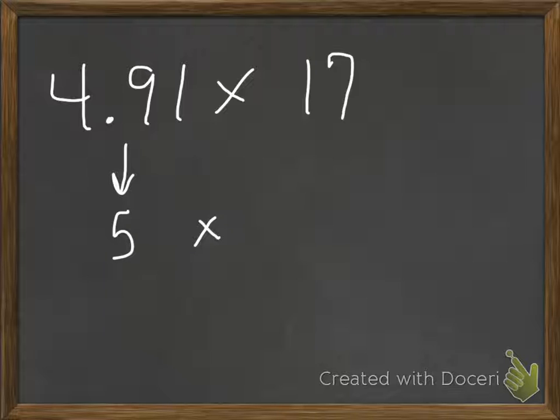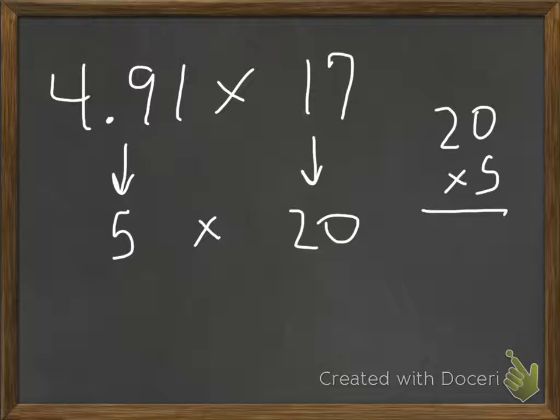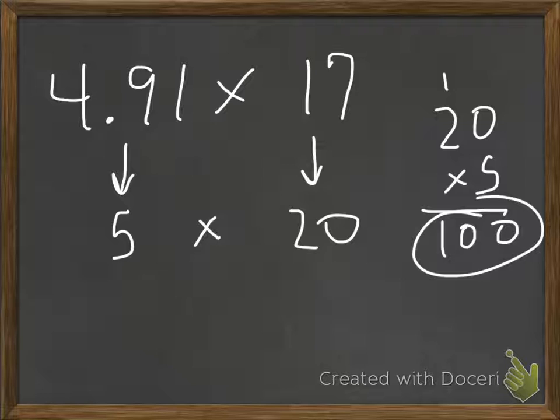And we have 17. Is that closer to $17 or $20? And of course the answer is 20. So then we take our 20 and our 5. And we get 100. So that's what they're doing, is estimating the two numbers and multiplying them to get our answer.